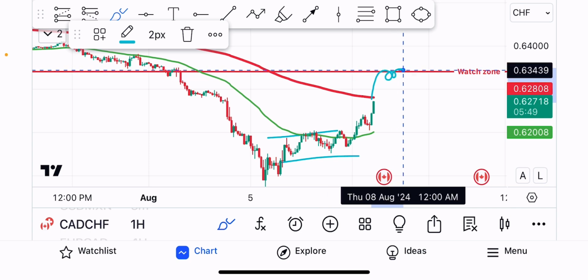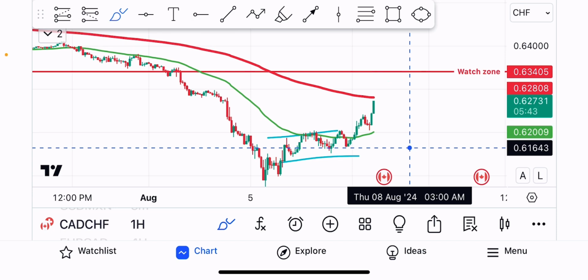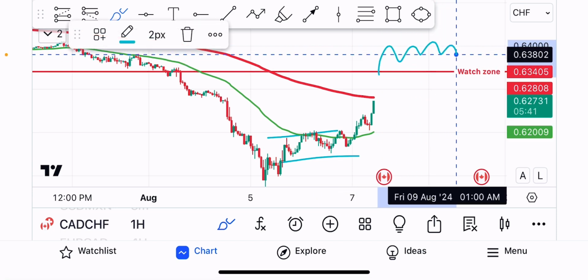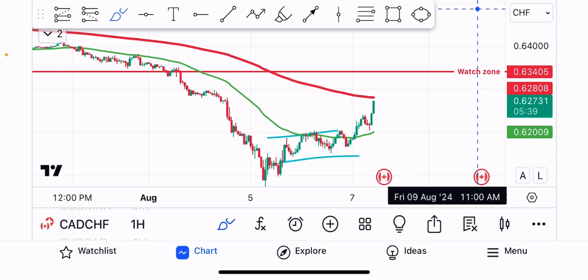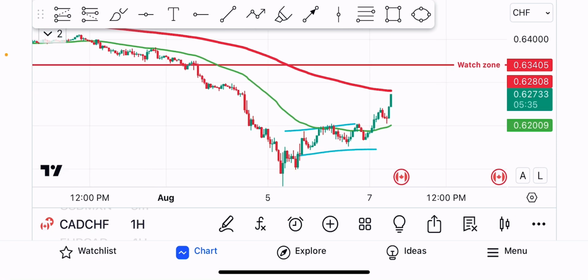Are they likely to give up at that level and a selling pressure starts from there? Or are we going to see a situation where price will continue to hover above that level in anticipation of these two major news events that are coming up? That is why we have our focus on CADCHF. So for now, we still have active buyers in the market.